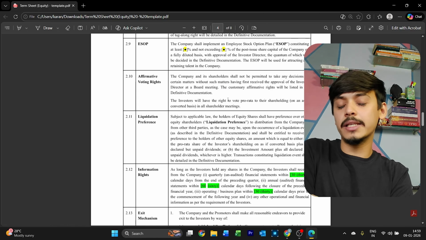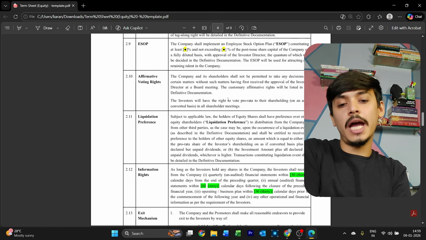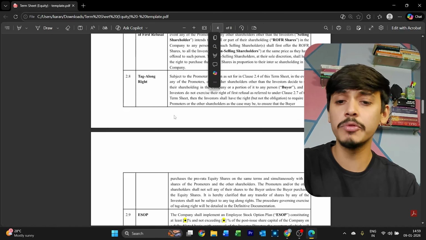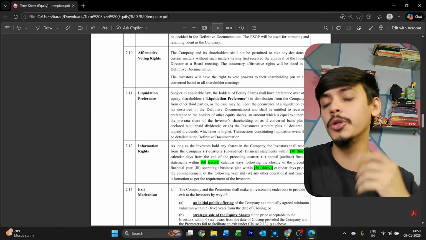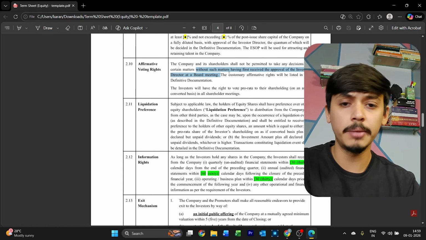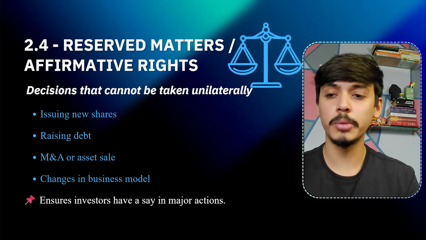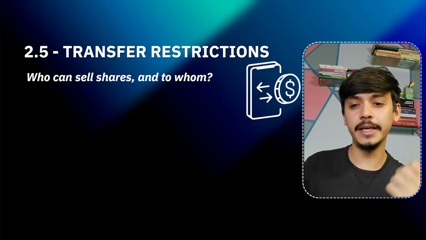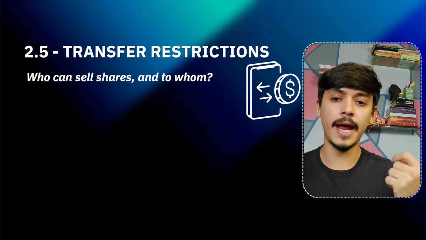So the director that is sitting on the board of the company invested into the business, which is covered in clause number 1 over here, they have to agree to the point that you can go ahead with this decision and take particular action. That is about clause number 2.4. Next we have clause number 2.5, that is transfer restriction. Here details are covered for who can sell shares and to whom.